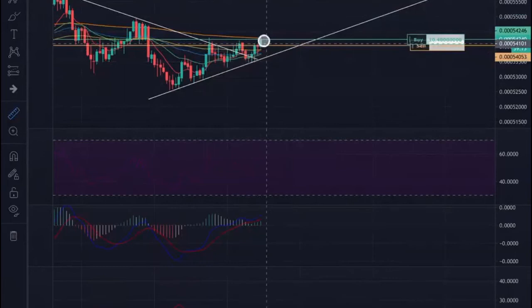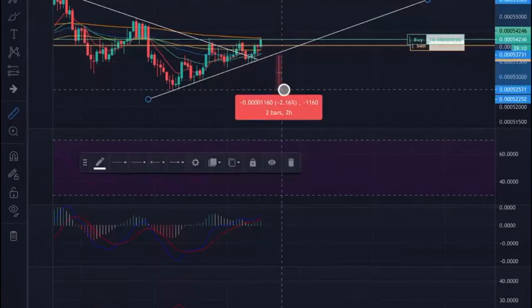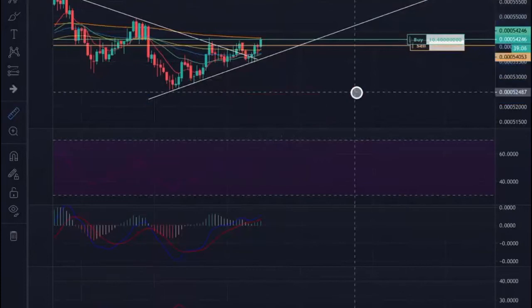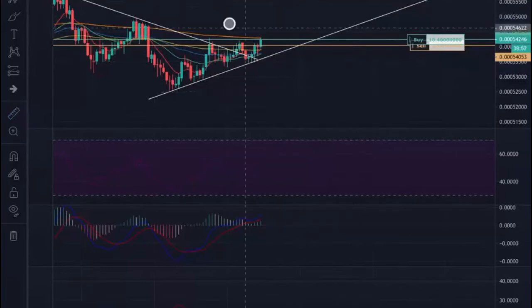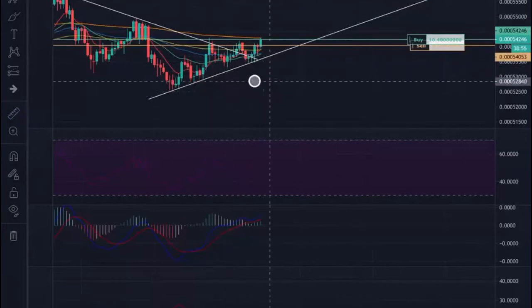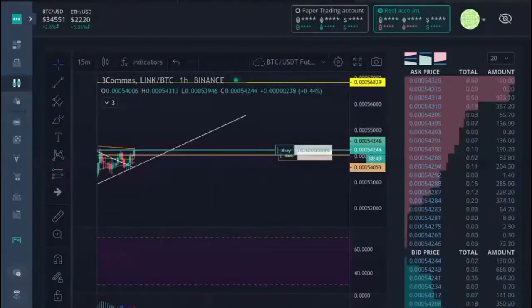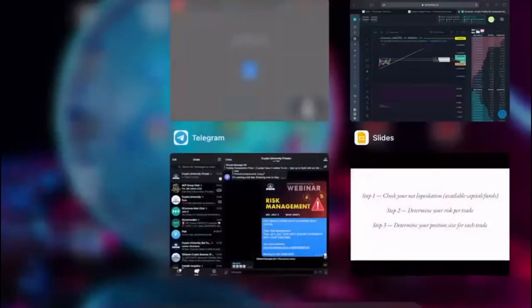I'll buy in right here and then set my stop loss if it comes down 2.16%. So you have to try to objectively have your stop loss plotted before you get into a position, because then you'll start to get a biased opinion about where your stop loss should be, and you could be losing money for no reason. So that's just a brief example of how that works.